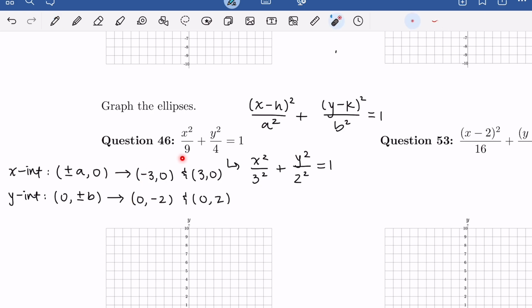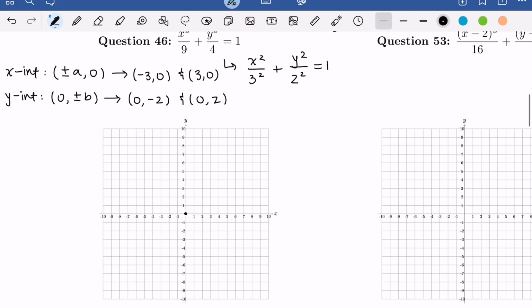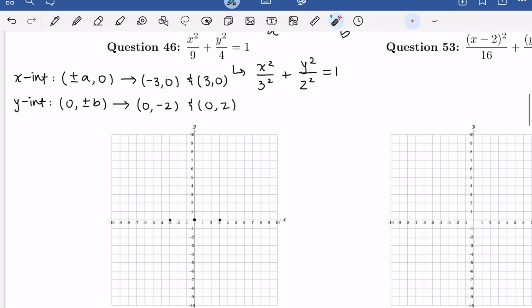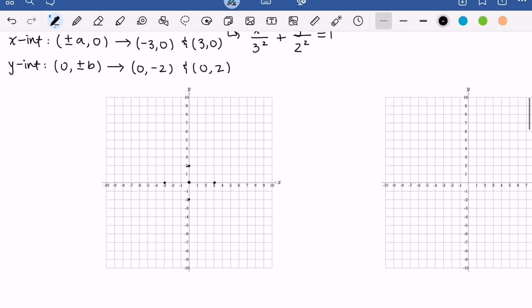So we can use these 4 points here and the fact that our center is going to be at the origin to graph this ellipse. So our first point is going to be our center. Then we're going to graph our two x-intercepts. That's going to be negative 3 comma 0 and 3 comma 0. And then our y-intercepts are going to be here. So 0 comma negative 2 and 0 comma 2. Now to graph this ellipse here, we're just going to connect all of these points. And so that's what we'll get here.